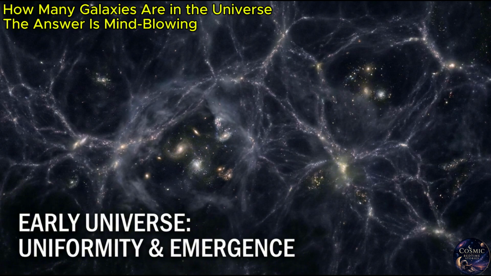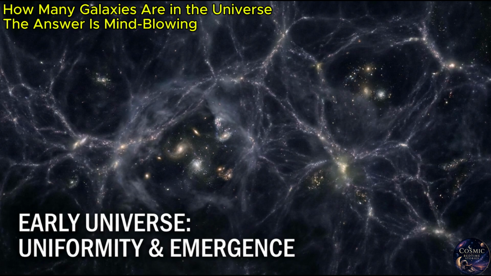Current estimates suggest that the observable universe contains hundreds of billions to potentially over 1 trillion galaxies, depending on the inclusion of the faintest and smallest systems. This range reflects the limits of current observational technology and modeling precision. It also reflects the continuous refinement of data as new instruments improve detection capabilities.